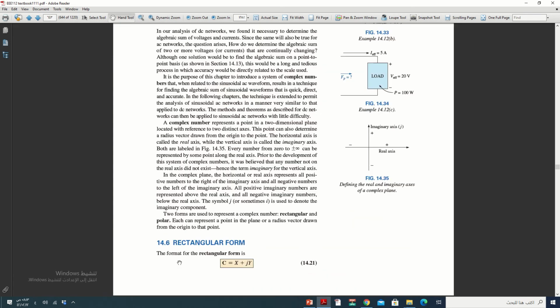Rectangular form, which is x plus jy. J, you can say j or i. Okay, if you remember, some books write i, x plus jy, this is the rectangular form.